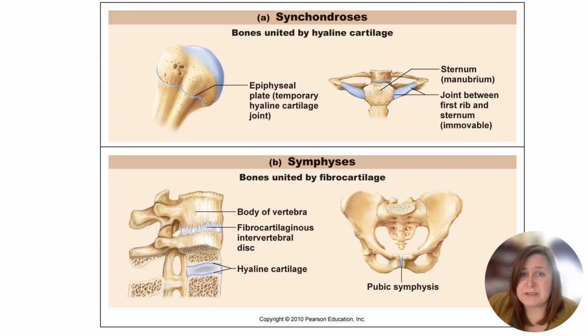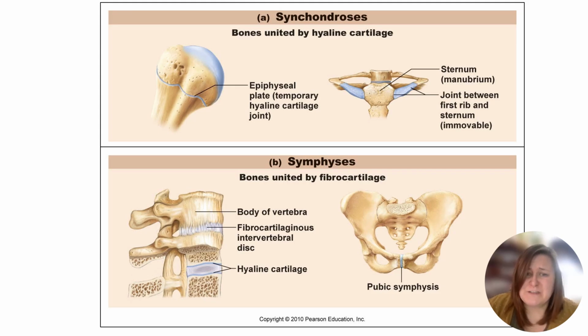So we're going to have synchondroses. These are going to be bones that are going to be united by hyaline cartilage. So it depends on the type of cartilage that they are made of which of these groups that they go into. These are going to be the ones that we see at the epiphyseal plate. And this is also the kind of joint that we see to connect the sternum and the ribs. So that cartilage that runs between the sternum and the ribs is going to be this type of cartilage.